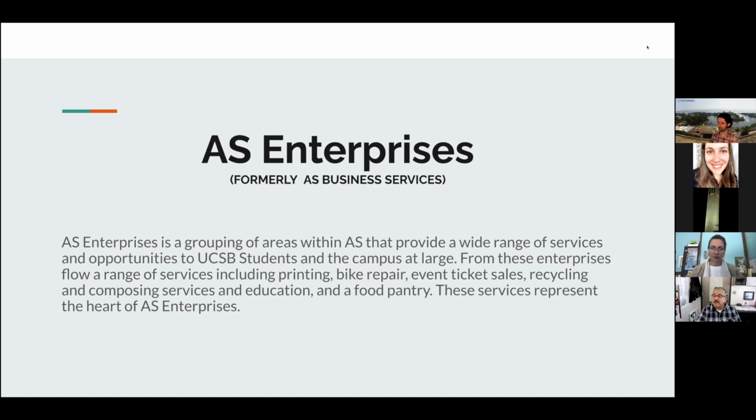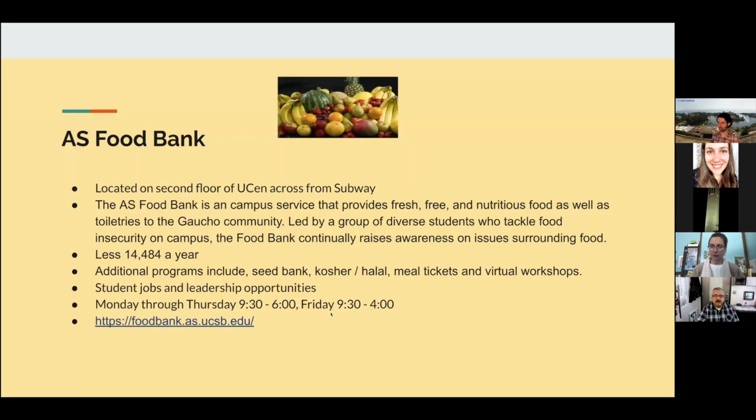So AS Enterprises is a grouping of areas within AS that provide a wide range of services and opportunities to UCSB students and the campus at large. From these enterprises flow a range of services, including printing, bike repair, event ticket sales, recycling and composting services and education, and a food pantry. And these services represent the heart of AS Enterprises.